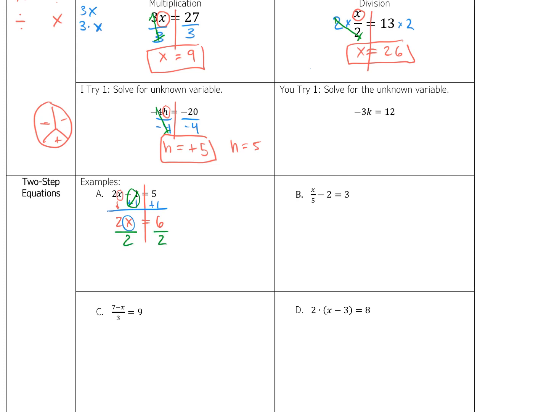That forms a 1. So I have x equals, and what's 6 divided by 2? Well, 6 divided by 2 is 3. That's my final answer.